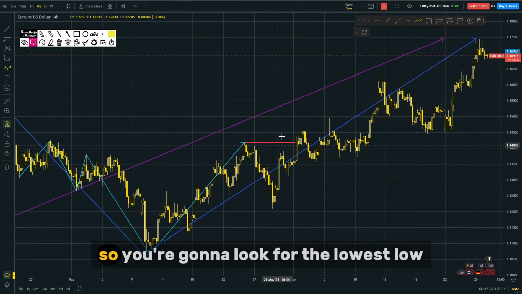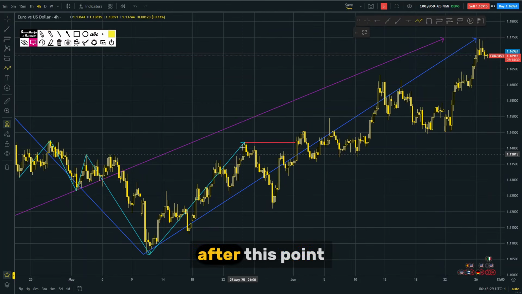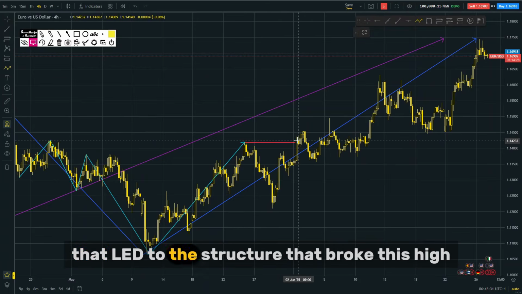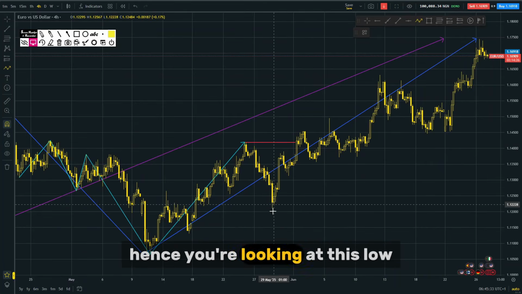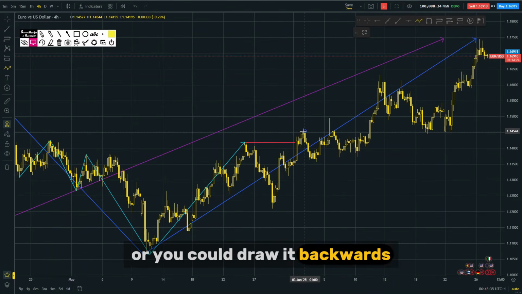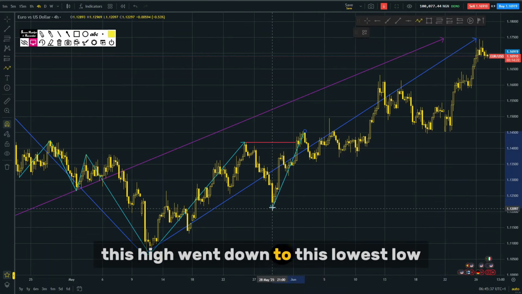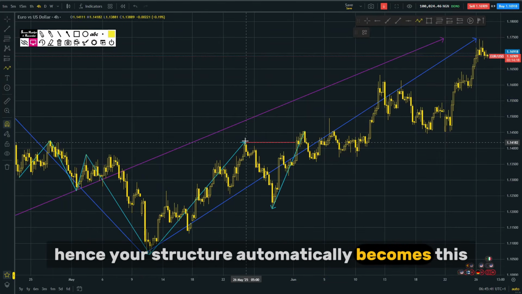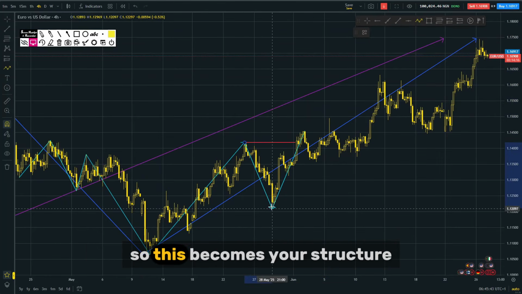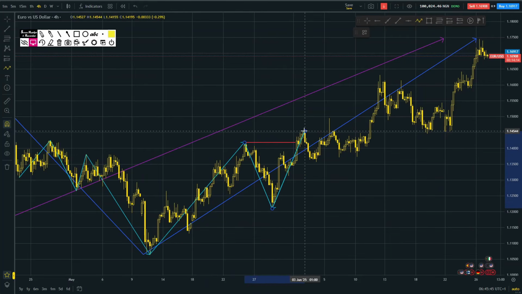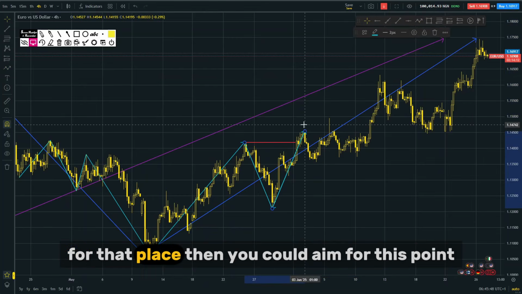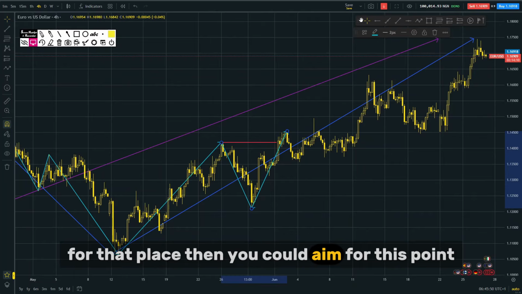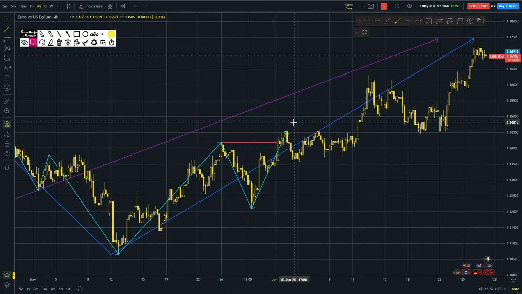This is your impulse. So you're going to look for the lowest low after this point that led to the structure that broke this high. Hence, you're looking at this low, or you could draw it backwards. This high went down to this lowest low. Hence, your structure automatically becomes this. So this becomes your structure for that place. Then you could aim for this point.